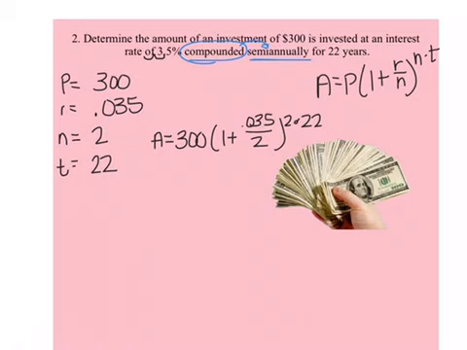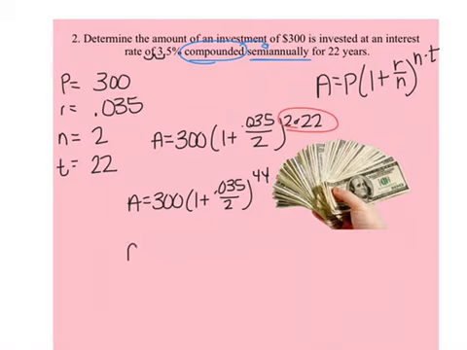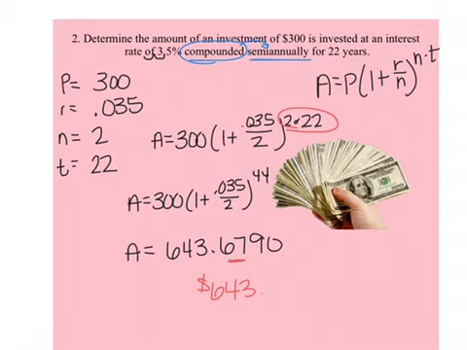So I'm going to do the powers first, multiply those together first. So I'm going to get A equals 300 times 1 plus 0.035 divided by 2, all to the 44th power. And now I'm going to plug that into my calculator just like I see it. Once I plug it in, I got A equals $643.6790. And again, since we're talking about money, I had $643. We're going to round this. Since this is a 9, we need to round the 1 up. So it's going to be 68 cents.